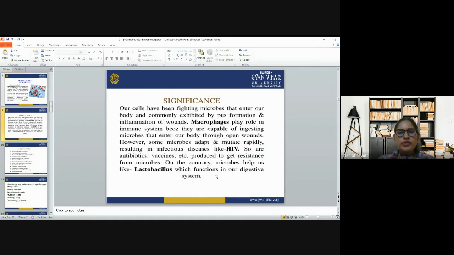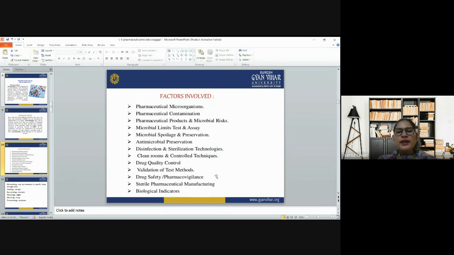Now the significance of microbiology, and the factors involved in pharmaceutical microbiology, include pharmaceutical microorganisms, pharmaceutical contamination, pharmaceutical products and microbial risk, microbial limit test and assay, microbial spoilage and prevention, disinfectant and sterilization techniques, then cleanroom and control techniques, drug quality control, validation of the test method, drug safety and pharmacovigilance, sterile pharmaceutical manufacturing, then biological indicators.